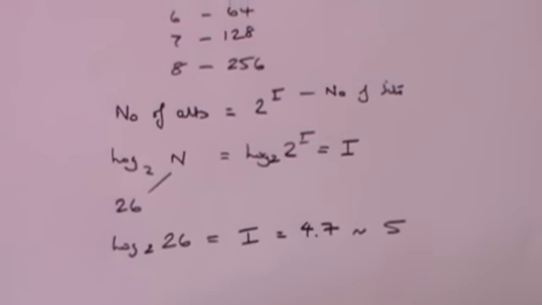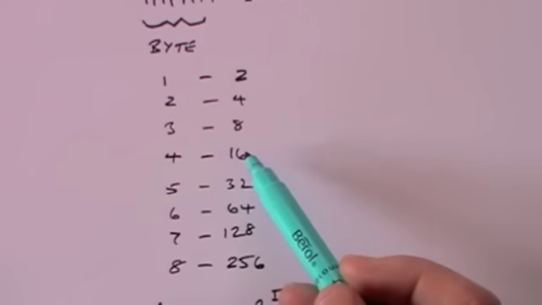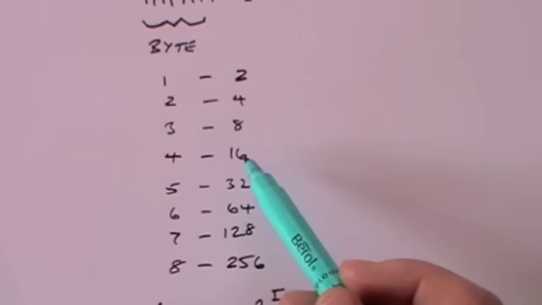And as you can see from the chart we showed before, that's right, because if you have 5 bits, you have 32 alternatives. We actually only need 26. Whereas if you'd had 4 bits, you would have had some letters that you couldn't have reproduced, because you'd only have 16 alternatives and you need 26.